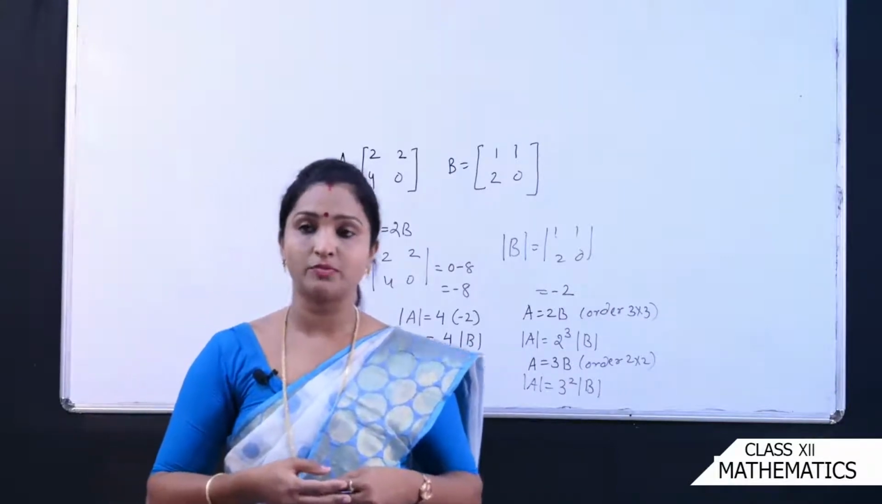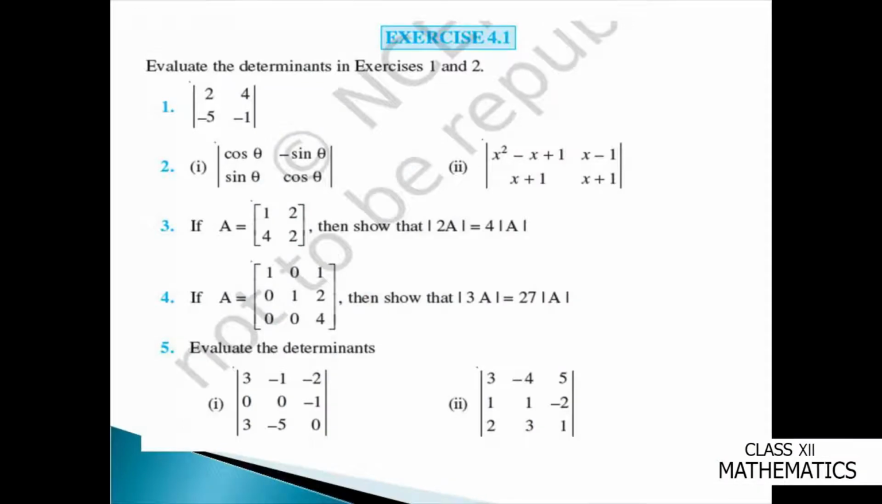Now we'll go to the next, exercise problem 4.1. You can see here, evaluate the determinant in exercises 1 and 2. Okay, you have to simply evaluate the determinant. Very simple question. For the first question, we have already explained how to find the determinant of a 2 by 2 matrix. You have to just cross multiply and put a minus sign. Okay, the second one is also very simple. I think I have already done this question as an example.